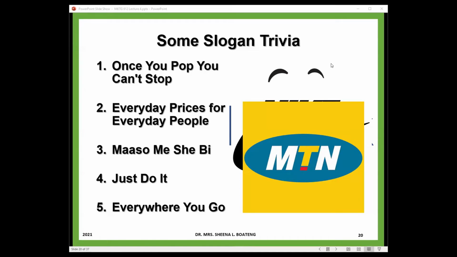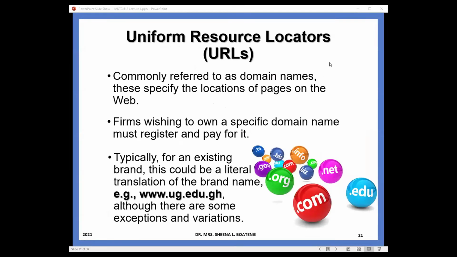Okay, good. So that is for slogans. Now, the next thing we can talk about are URLs. URLs, also commonly referred to as domain names, are internet addresses that specify the locations of various pages on the web. Any firm that wants to own a particular URL or domain name must register it and pay for it. This registration and payment is not permanent. Generally, you have to renew it from time to time, annually or monthly depending on the package you sign up for.